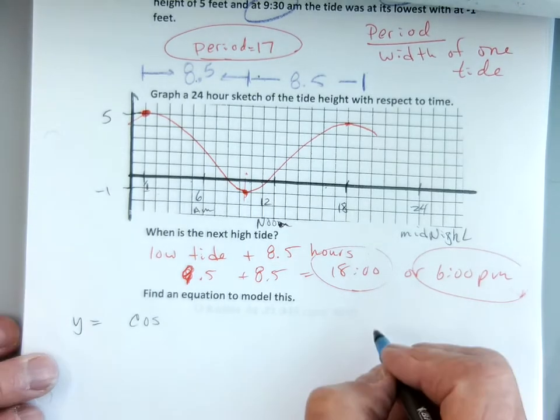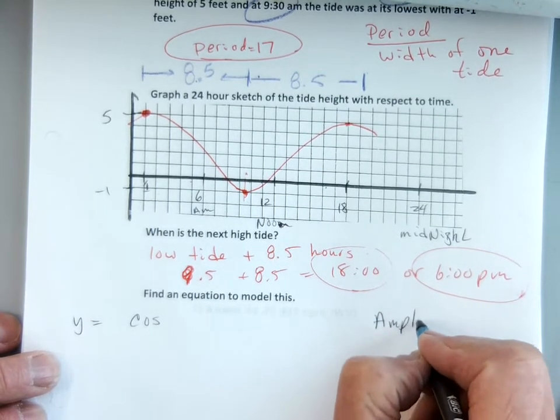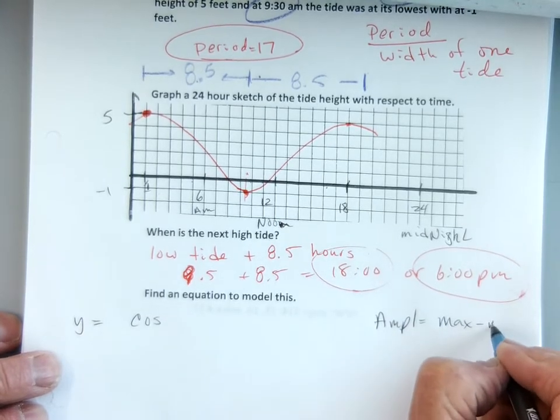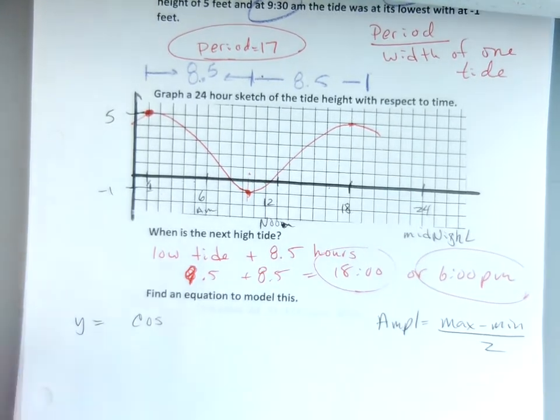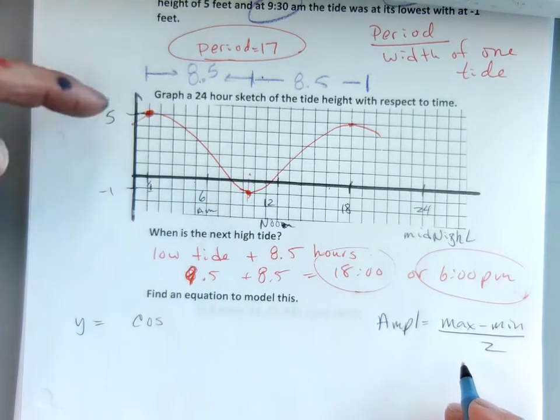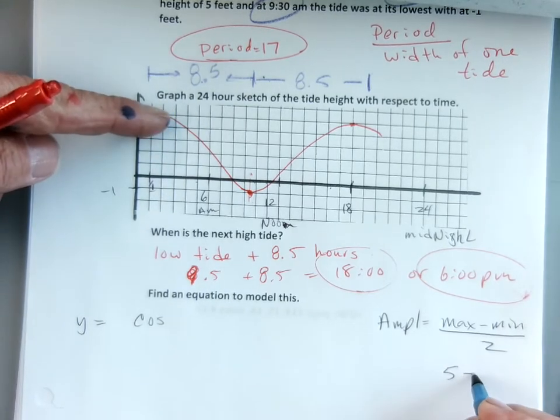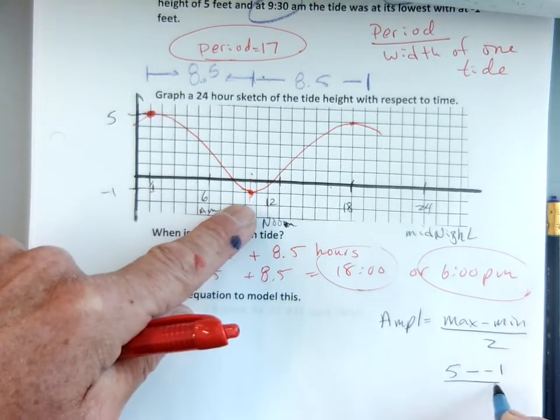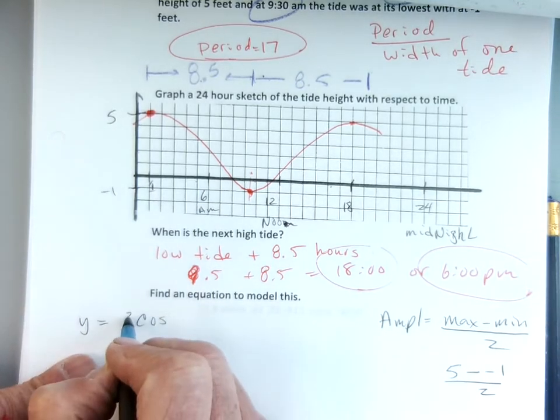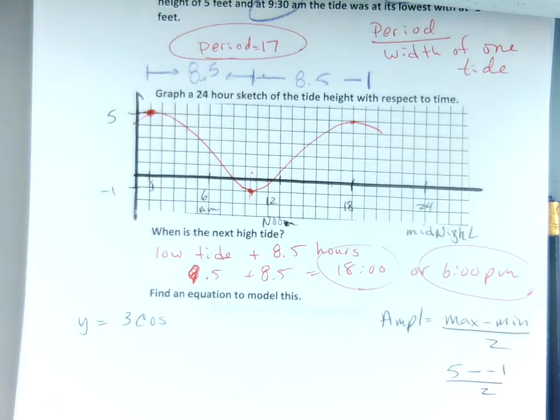Now, the amplitude is max minus min divided by 2. That's the easiest way. Or you can just find the middle of the curve, right? Pretty sure it's 3. Yeah, it's 3, the average. So the amplitude is going to be 3. The highest high is 5, minus the min, which is negative 1, over 2, 6 over 2, which is 3. Or you can see it: from height of 5 to negative 1, a span of 6, the middle is 3. Okay?